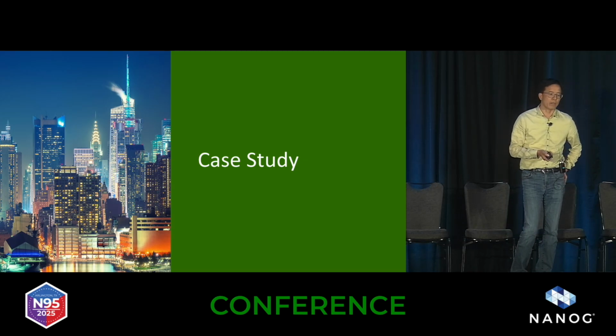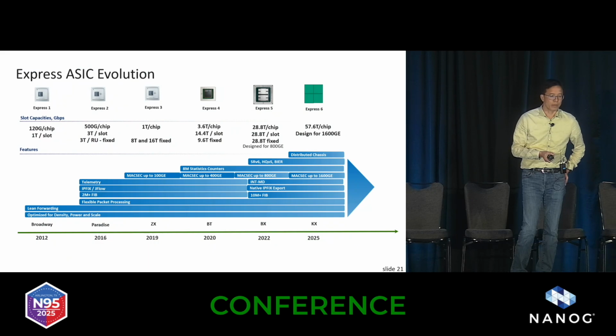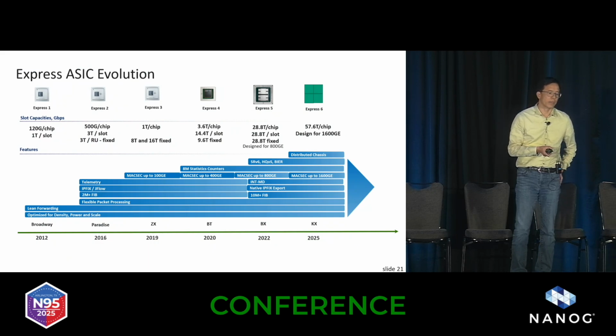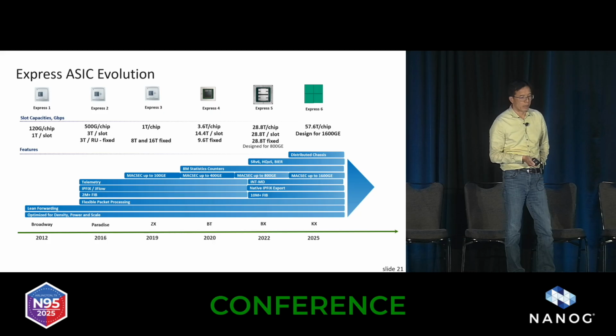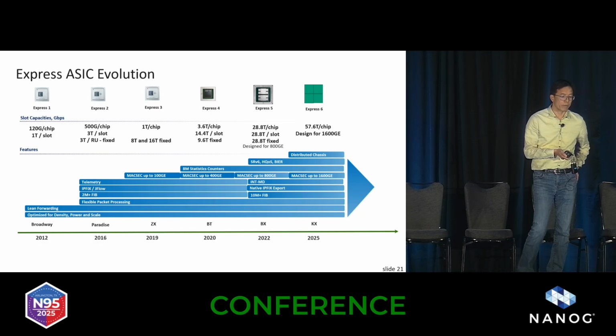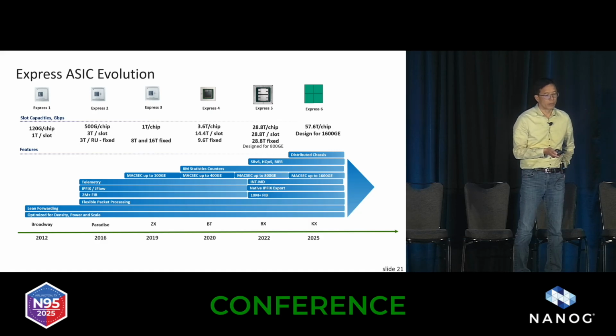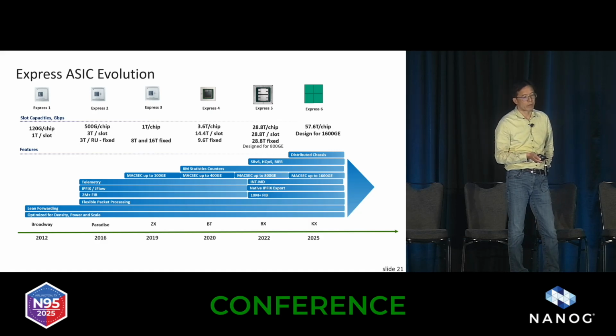So now I'm going to give some case studies here. We talk about the Express ASIC evolution. We started building this Express silicon around 2012. You can tell the capacity of a chip is around 120 gig per chip. Using those chips, we can build a line card, which is around 1 terabit per line card.